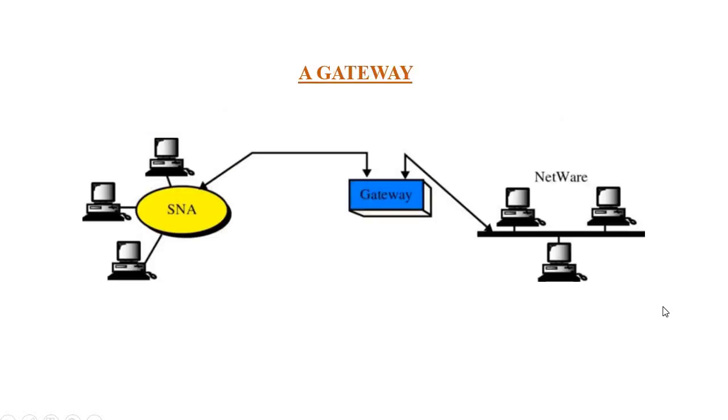So that is a diagram. We are connecting two different networks, the SNA and the other network, by the gateways.